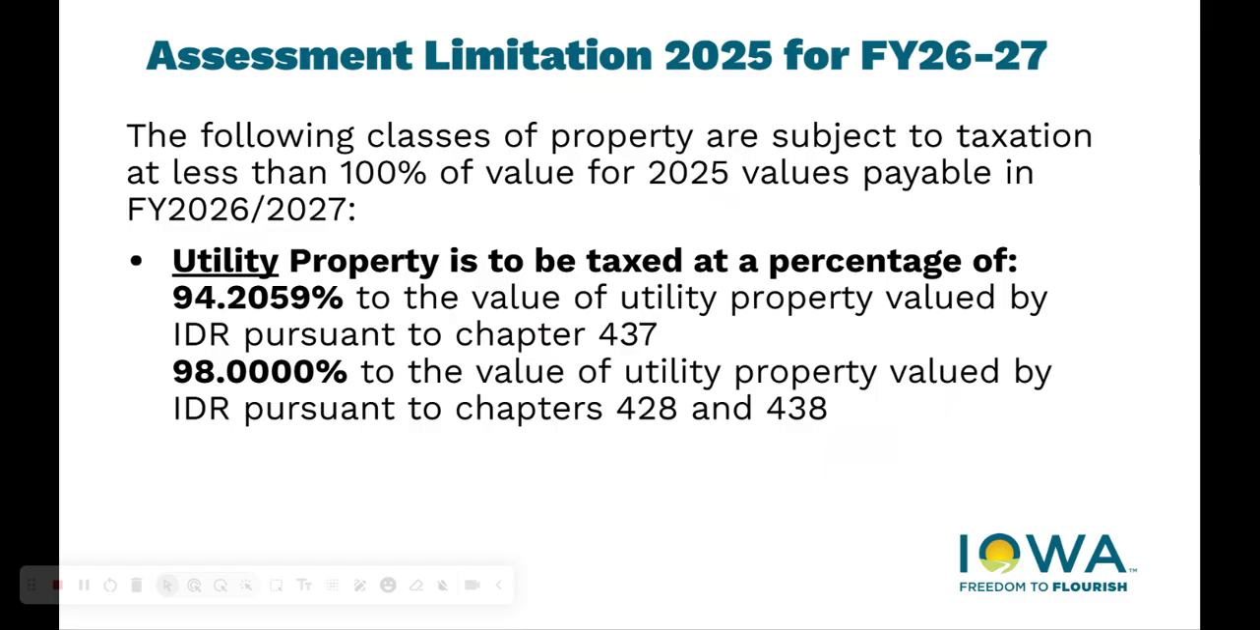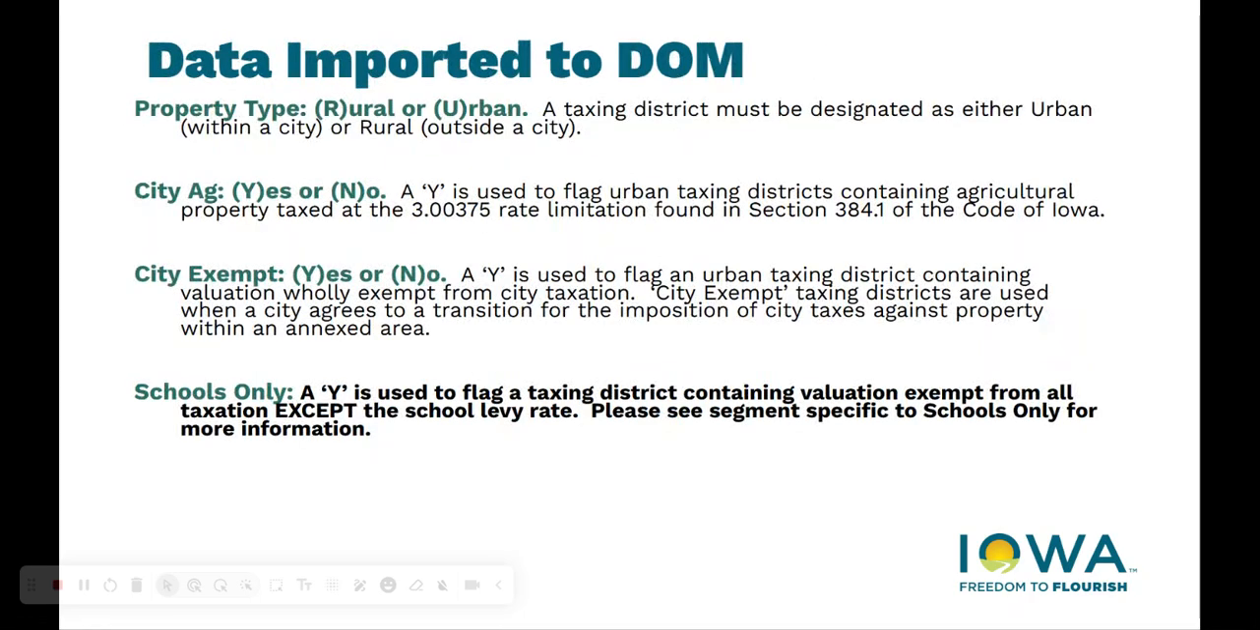So just keep in mind as you've received those documentations and those certifications of value from Department of Revenue, you will see assessment limitation being applied to some of that utility value that you may have. Now, as far as which chapter the properties are that you have, that's something that you'd want to review based on those certificates of assessment.